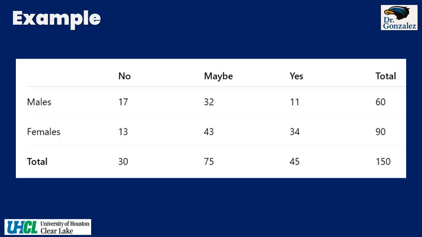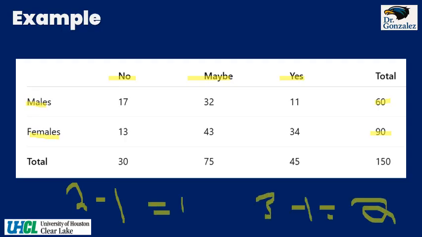And this is our contingency table. I have males and females. I have no, maybe, and yes. And remember, I had 60 males and I had 90 females. So this is going to be useful for calculating your degrees of freedom. I have 2 minus 1 times 3 minus 1. So 2 minus 1 gives you 1, and 3 minus 1 gives you 2. And 1 times 2 is 2 for our degrees of freedom. And that's going to be useful later.